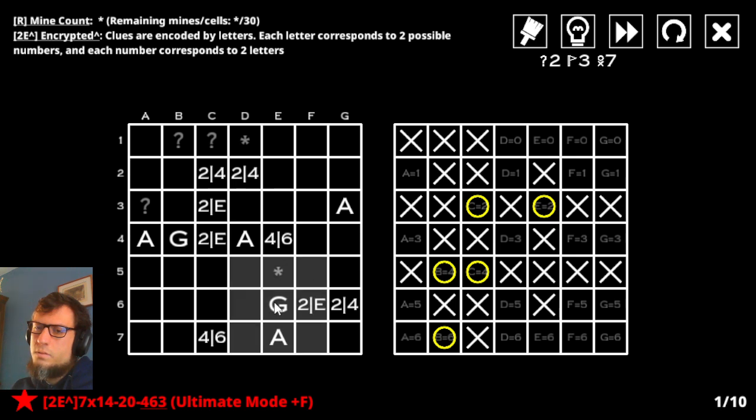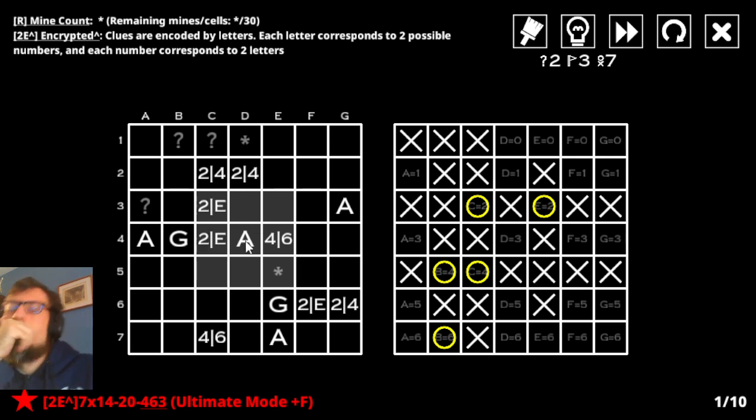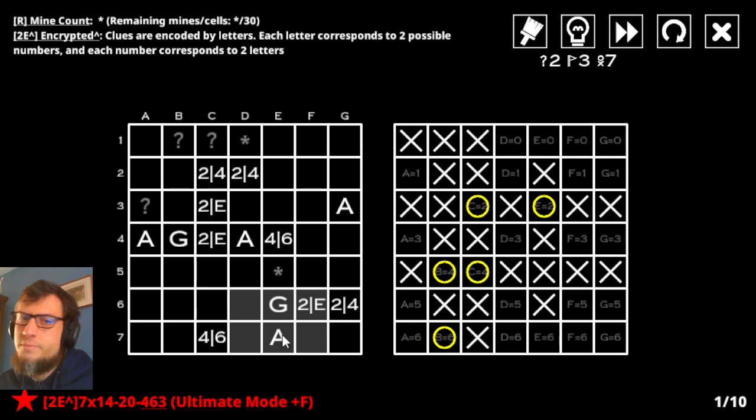This G. Okay, if A. Wait, no, never mind. So A kind of has to be an odd number. Well, all of these A's have to be an odd number, specifically, because they can't be 6. They don't even have 6 spaces next to them for mines to go into. Is there anything else obvious? No, not really.